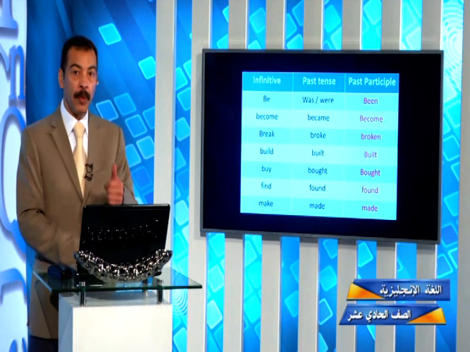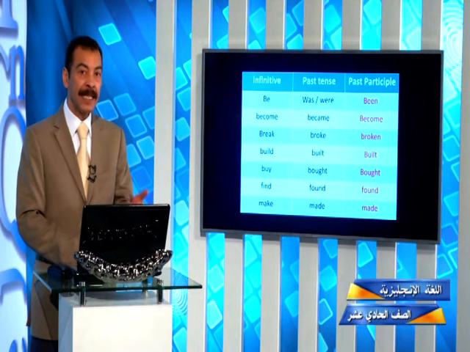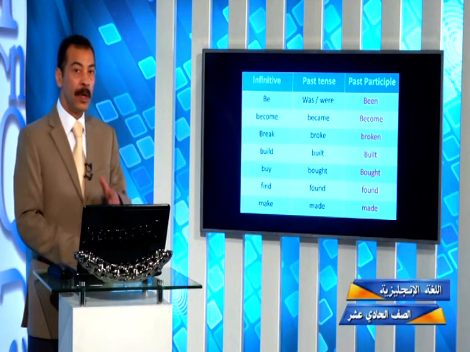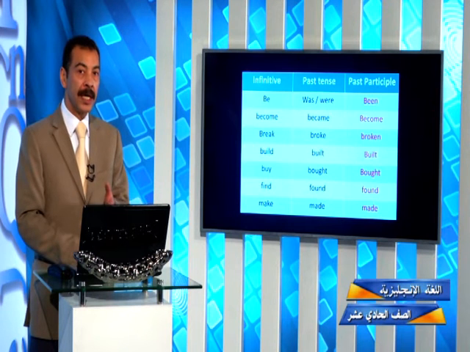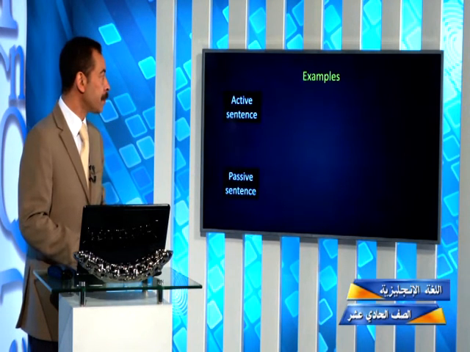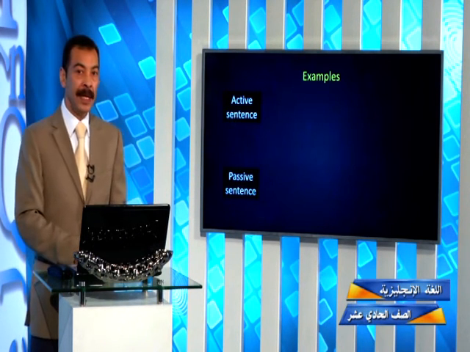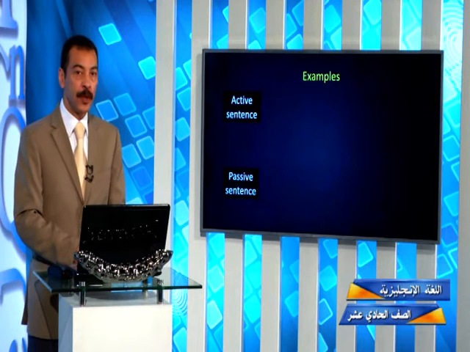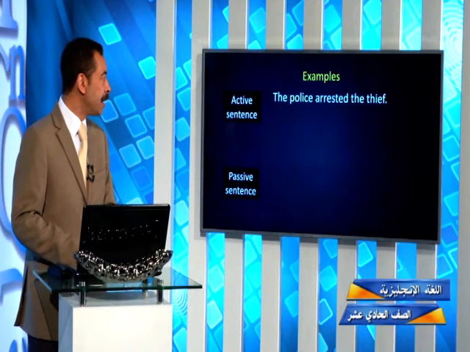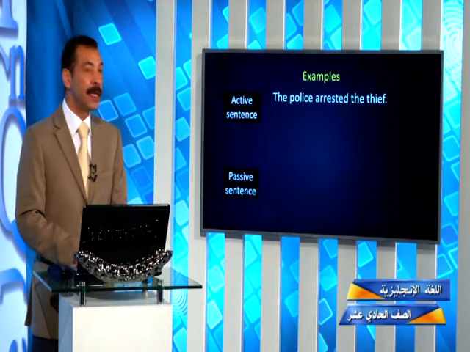So remember, we have the verb to be plus past participle. Okay? Now, let's see how all these things work together in forming the passive. I'm going to give you an example and how it changes into the passive. Now, let's see our example here. The police arrested the thief.